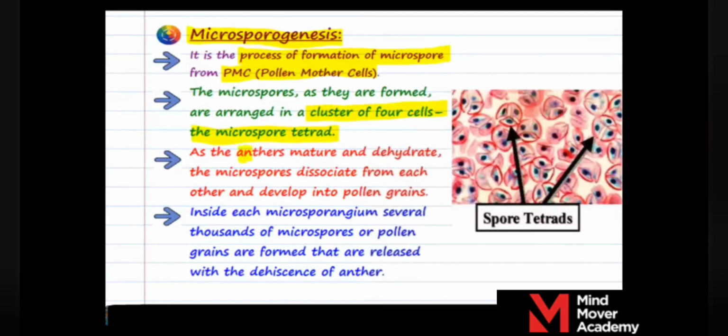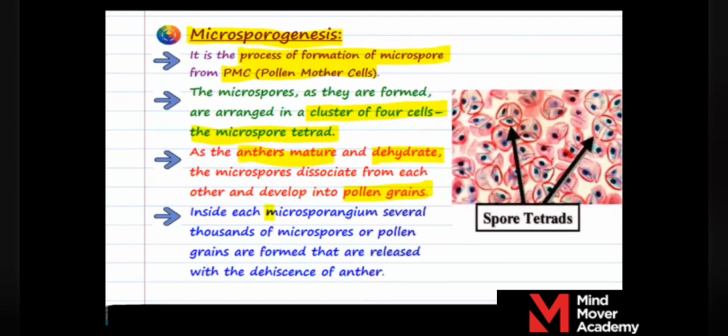As the anthers mature and dehydrate, the microspores dissociate from each other and develop into pollen grains. So once the anther matures, the microspores dissociate from each other. They had formed a tetrad earlier, now they dissociate from each other and develop into pollen grains.